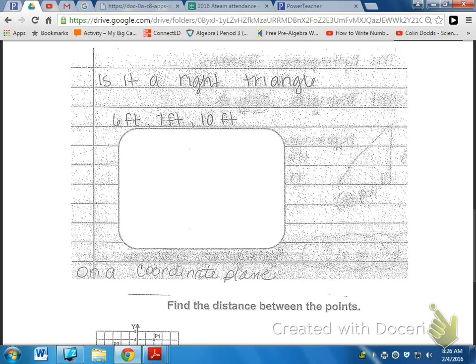This next problem is asking us if it is a right triangle, and it's just giving us measurements. There's no picture. What you're going to do is use the formula a squared plus b squared equals c squared. So it's really important you have that. 6, 7, and 10.